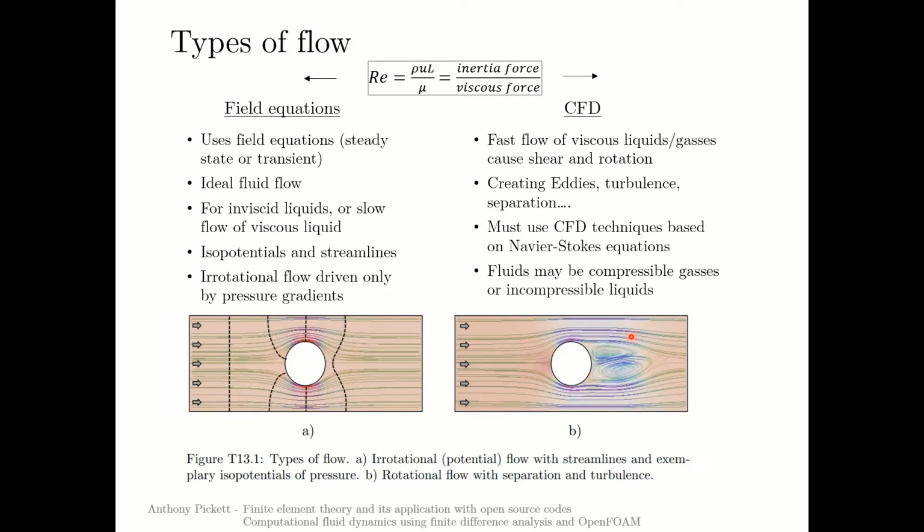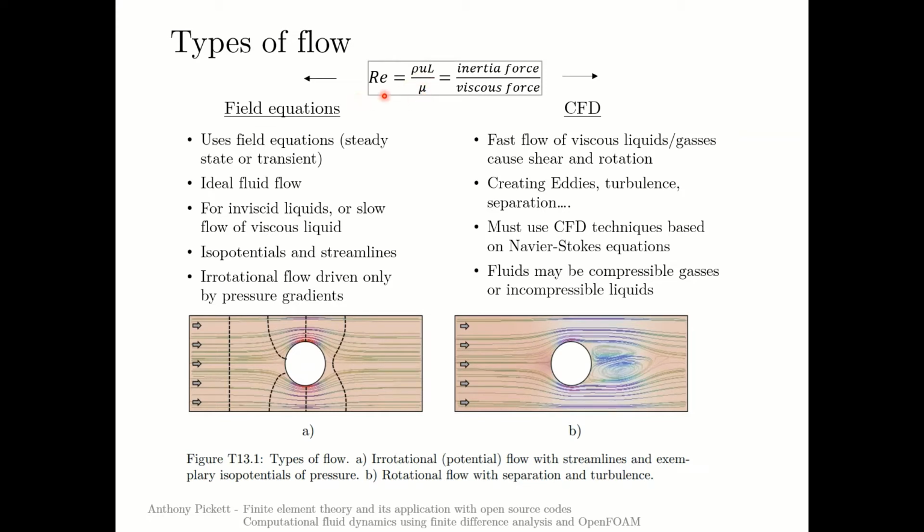The fluids can be either a gas, which can be incompressible, but usually we would consider it as compressible, or it can be an incompressible liquid. There is a kind of magic number called the Reynolds number, which decides whether or not you should be using this technique or this technique. And that is given by this formula here. That's essentially a ratio between inertia forces, which are caused by the speed of flow, and the viscous forces, which are dependent upon the viscosity of the liquid.